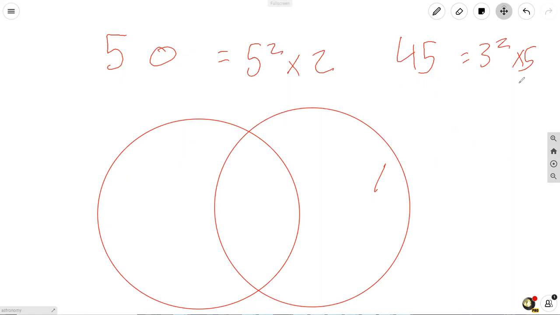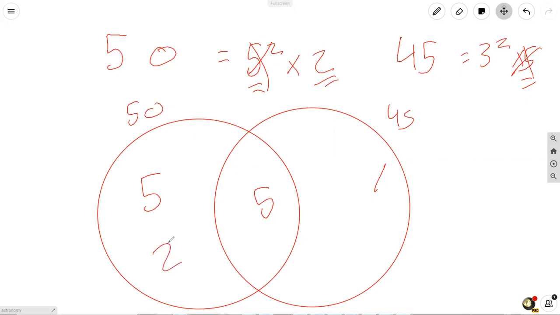So what have they both got in common? Well, they both have the number 5 in common. But the 50 has 2 lots of 5s. So I'll call this 50 and I'll call this 45, and I'll put an extra 5 in there. Now, the number 50 also has the number 2. The number 45 has a 3 squared.